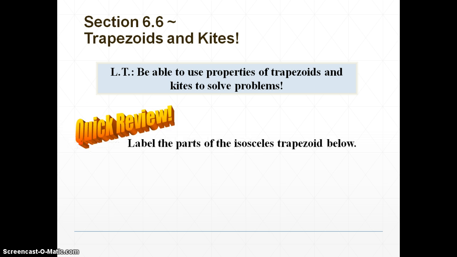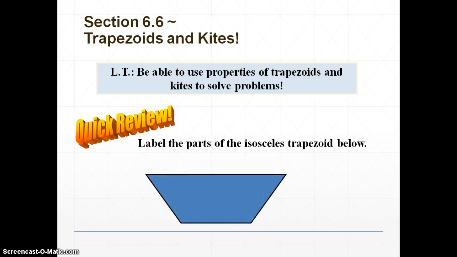First, let's do a quick review. Label the parts of an isosceles trapezoid below. So an isosceles trapezoid is very similar to an isosceles triangle. It's going to have two bases instead of one, like the isosceles triangle. The bases in this case are going to be the parallel sides. So in this trapezoid, the top and the bottom are going to be parallel. The other two sides are called legs.